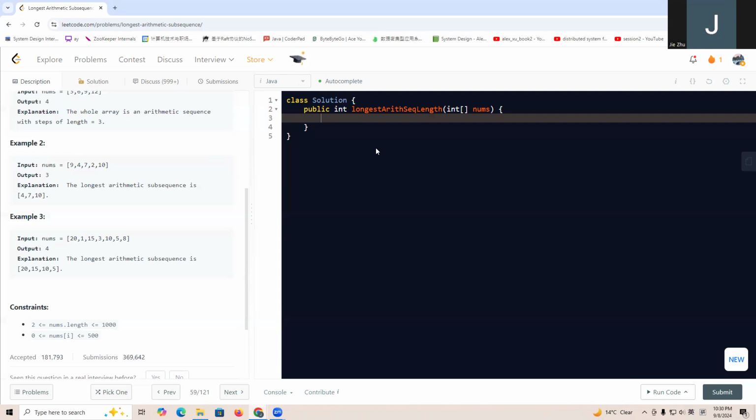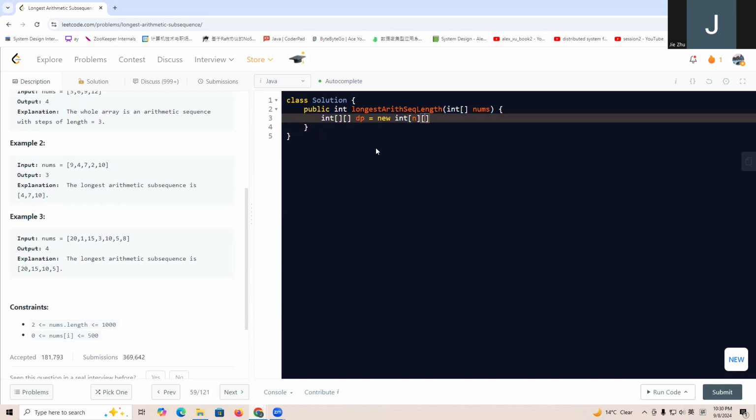For example, let's call it dp, new int, for example A. So we know dp[i] would be the longest arithmetic subsequence up to this i. But for this question, it seems that we should have another factor included. So we can put the common diff into another dimension.